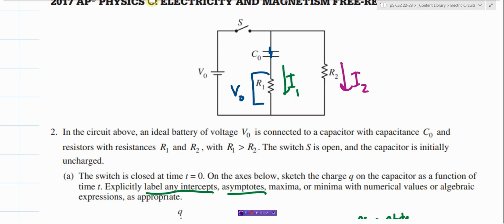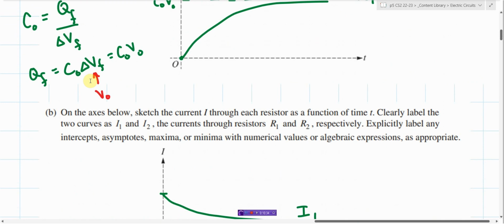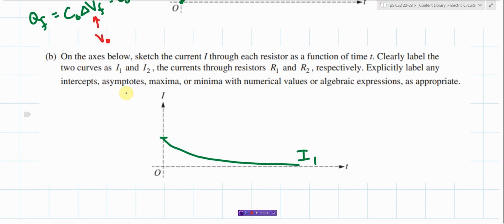And it has a resistance R1, so I1 would just be V naught over R1 from Ohm's law, okay? So this is going to be V naught over R1 as the intercept. That's supposed to be a divide. Let me try and do better. V naught over R1. Okay. But we still have to do I2.